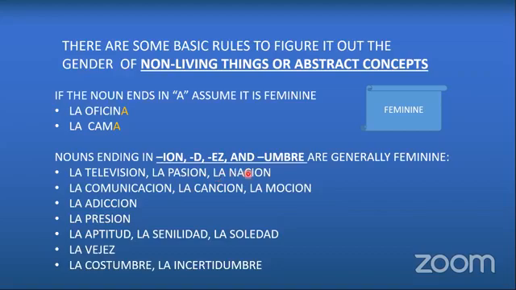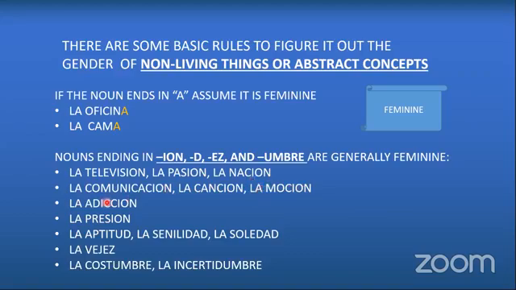La nación, the nation. See the ending? The article is going to be la, a feminine one. La comunicación. Probably you realize that this is the communication. You see the ending? Ción. That's why the article is going to be la. La canción, the song. You don't even know what canción is, but you see the ending, ion. Then you are going to put la. La moción. You don't even know what moción is, but you see the ending, the article is going to be la.